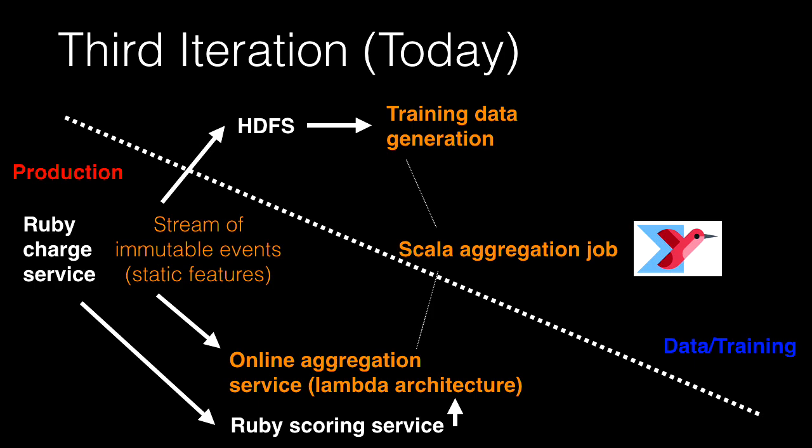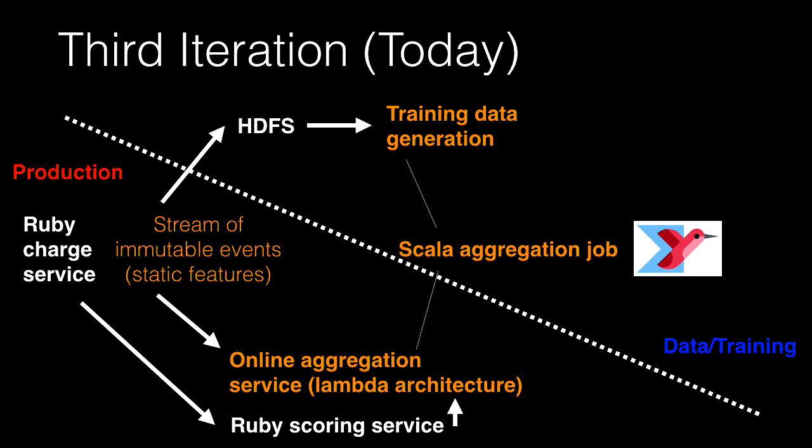Now, what happens to that event stream? It goes to two places. One, it still goes to HDFS and is still stored as Parquet. But simultaneously, it goes to an online aggregation service. And that service is responsible for computing these dynamic features, like how many times did we see this card in the past day. And the important part here is where the logic for that aggregation is written.